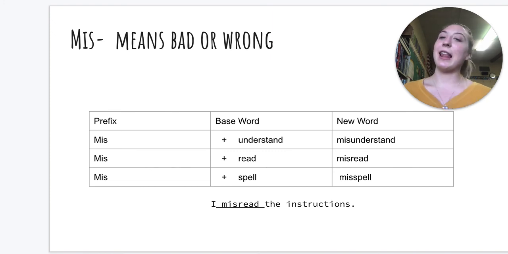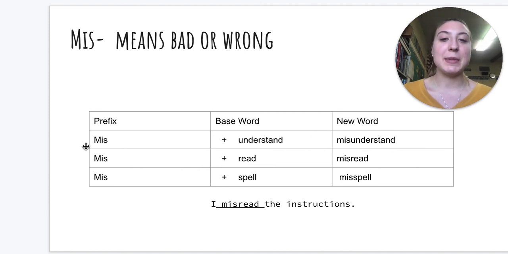Now we're going to our last one, which is mis, and it means bad or wrong. So when we add mis in front of a word, we're changing the definition to bad or wrong. So if I say mis plus understand, misunderstand. Understand by itself means I get something. So if I say I understand how to play softball, it means I know how to play softball. But when I say I misunderstand, it means I don't know how to play. I'm wrong. I don't understand.